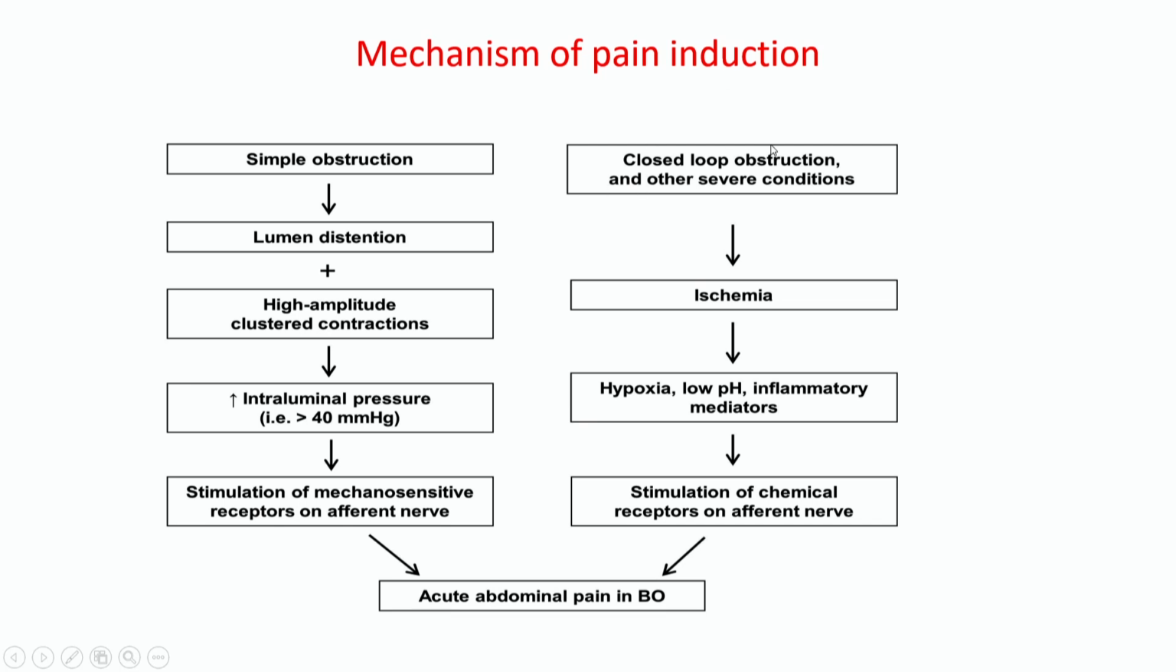This is a closed loop obstruction. This leads to ischemia, hypoxia, low pH, inflammatory mediators, and stimulation of chemical receptors on afferent nerves. So I want to emphasize through this slide that as a physician, we have to understand which is the most prominent mechanism affecting the pain in that patient. If we give that kind of medication, he will get better relief.